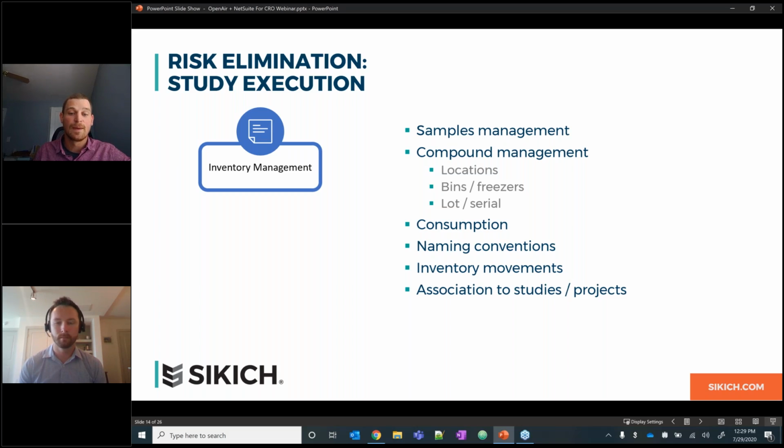We've solved things like naming conventions, and a lot of times companies build their own naming conventions. They could be very complex around samples and compounds, so that it's almost like a lot or serial number track. And so that's one of the areas that we've certainly come across in this solution here. And then just certain movements of those inventories, transfers, consumption, and just general understanding of where that inventory may exist.